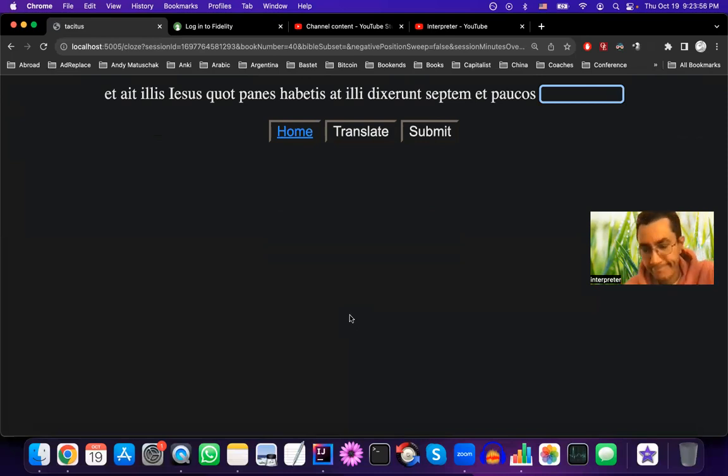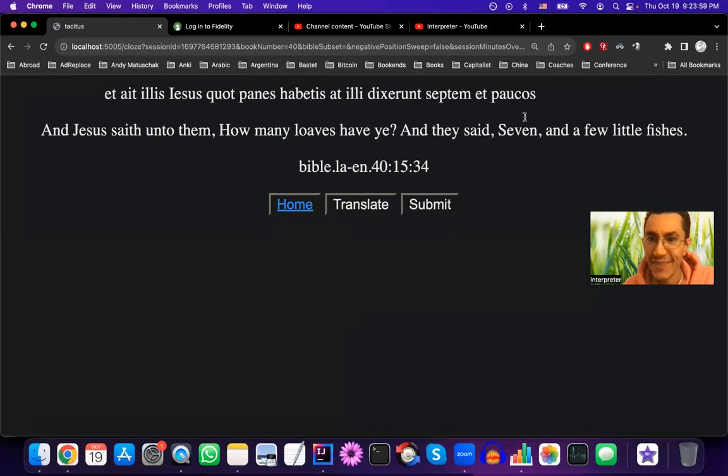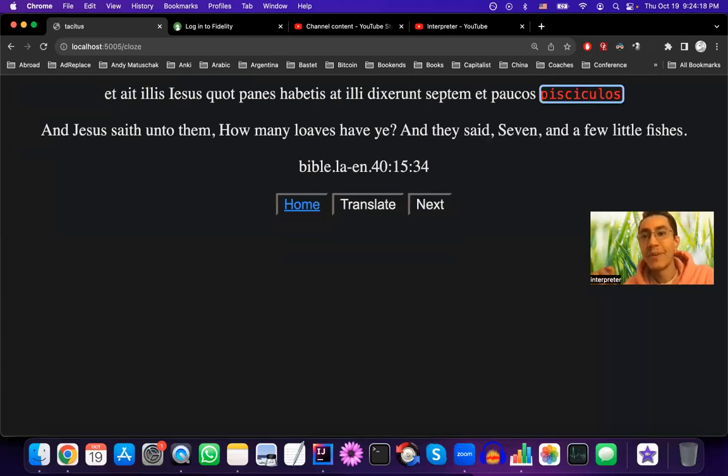Don't know. Nescio. And a few little fishes. So pisci, probably some diminutive. A few little fishes. Paucos, few little fishes. I have no idea. Piscicolos. If we had selected the cloze word randomly, we probably would not have selected piscicolos as the deleted word in the sentence to be typed by the player.